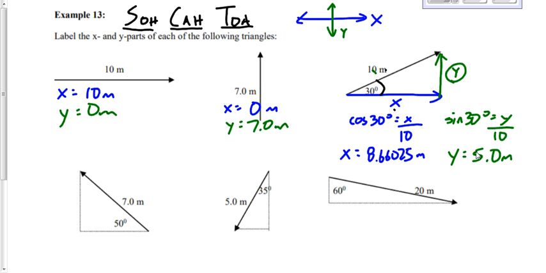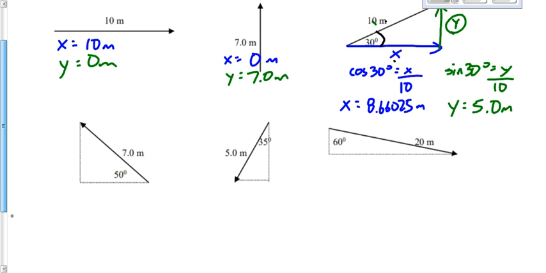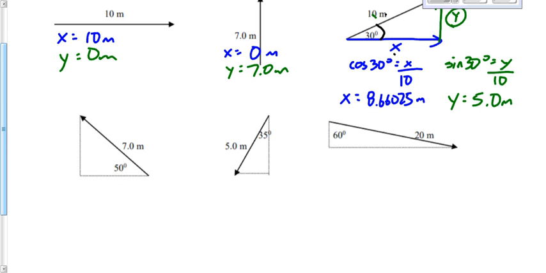So first one, 10 meters x component, 0 meters y component. Second one, 0 and 7. Third one, 8.66 and 5. Does that make sense? Let's do a little poll here. Let's do the next one here.